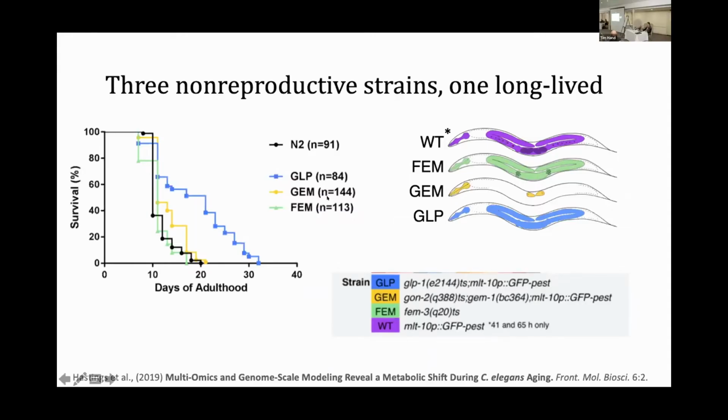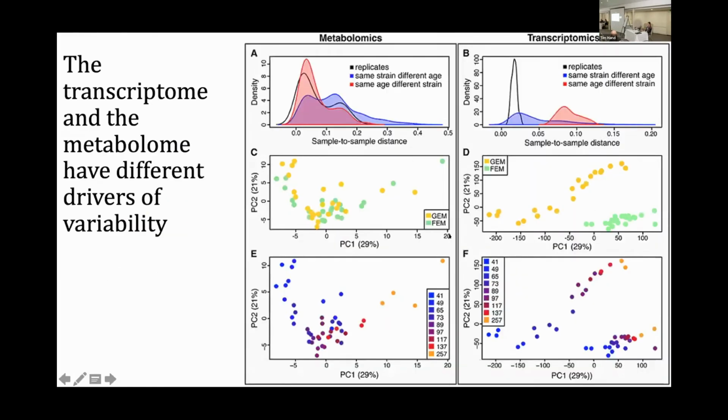So we focused on wild-type-like non-reproductive strains, in order to have as close as possible to a regular, let's say, normal course of aging for this organism. And one of the first things we observed is that the transcriptome, so the gene expression, and the metabolome, so the actual levels of small metabolites in the worms, seemed to show very different drivers for their variability.